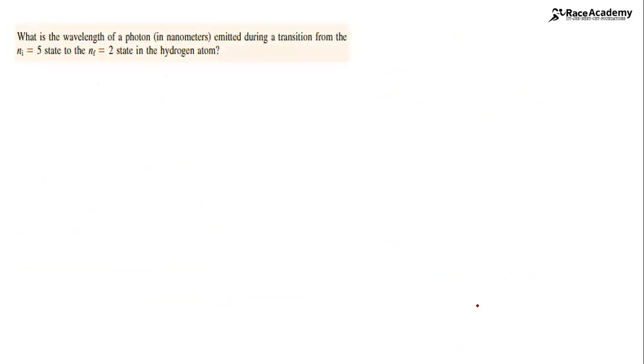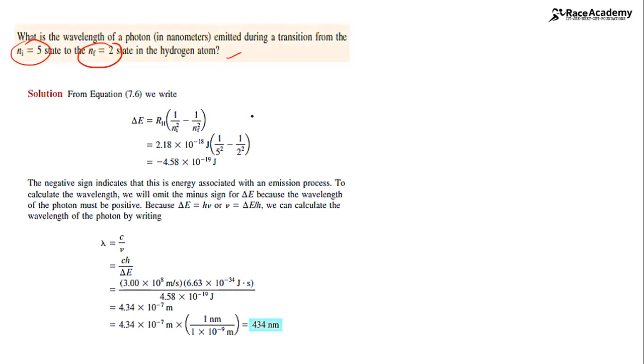Next, what is the wavelength of the photon emitted during the transition from n1 equals 5 to n2 equals 2? Here ni is 5, nf is 2. That means n2 is 5 and n1 is 2 in the hydrogen atom. So we'll substitute that value in the expression, delta E is equal to RH into 1 by n1 square minus 1 by n2 square. Upon simplification, the energy we got is minus 4.58 × 10 to the power of minus 19 joules.